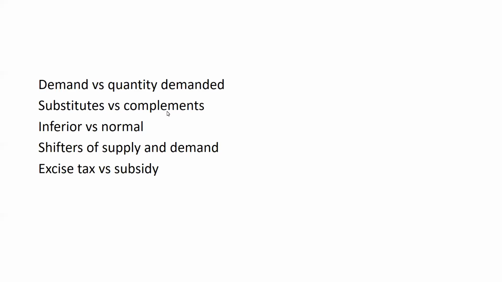Okay, all right. I'm just going to go over some of these terms. Demand versus quantity demanded. Demand is TIMER. It's a shift of the curve. It's taste, income, market size, expectation, related goods, which are substitutes and complements.